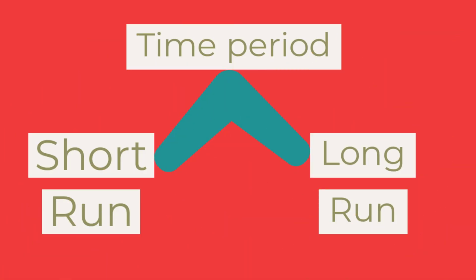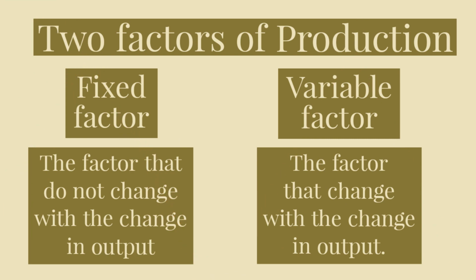So we talk about two time periods, that is short run and long run. When we talk about short run, this is a particular time period where many things can't be changed and we have to keep certain things fixed and certain as variable. Whereas in the long run we can change everything, and here all the factors are variable. So when we are talking about short run production function, there are two factors of production, that is fixed factor and variable factor. The fixed factor is the factor that will not change with the change in output, whereas the variable factor is the factor which changes with the change in output.